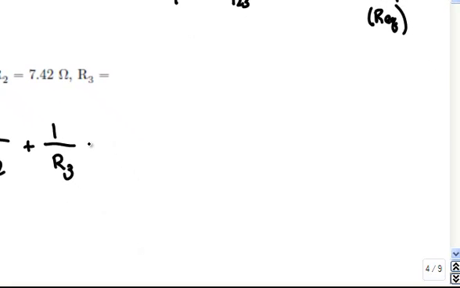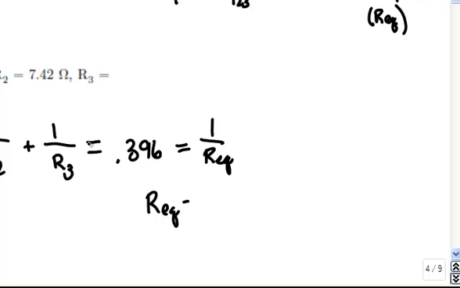So if you solve this out properly, you get 1 over REQ to be 0.396. That's equal to 1 over REQ. And then when you take the reciprocal of that, you get REQ to be 2.52. And the units here are going to be ohms. Okay, so 2.52 ohms.